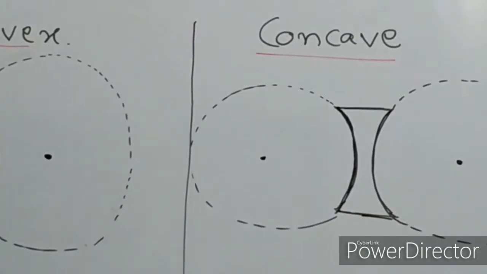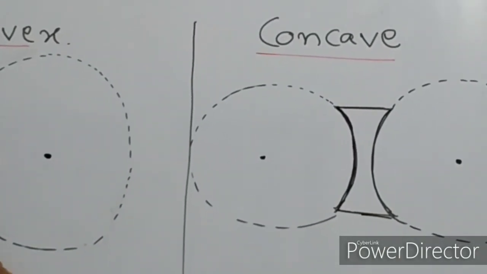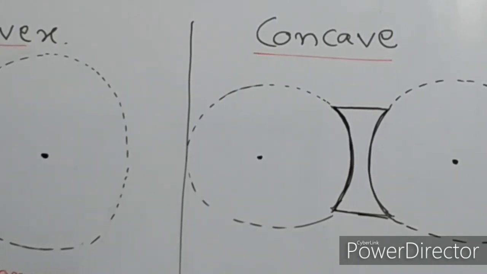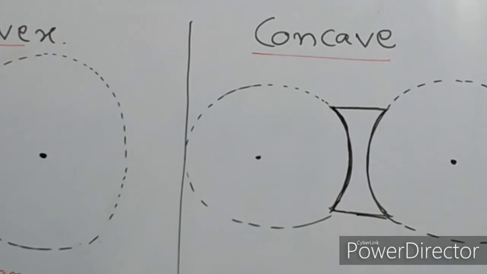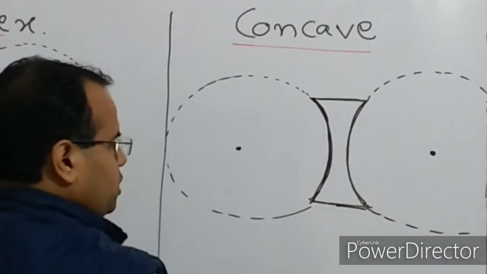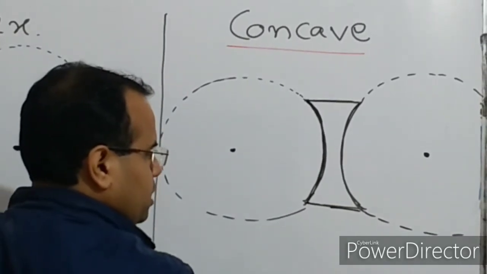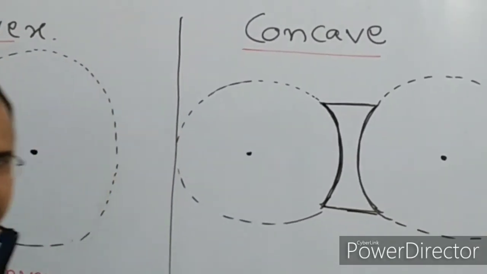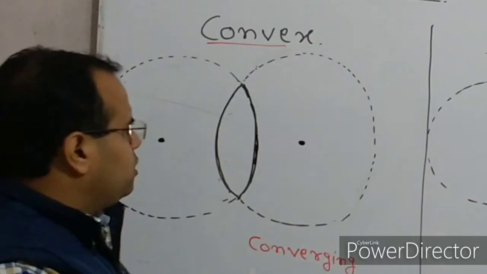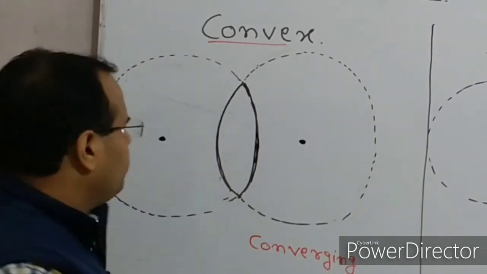The convex lens is also known as the converging lens, because it converges the light rays which are incident on it. The concave lens is also known as the diverging lens because it diverges the light rays which are incident on it. That's why it is known as the diverging lens. Now there are some very important definitions related to concave and convex lenses that we are going to see.